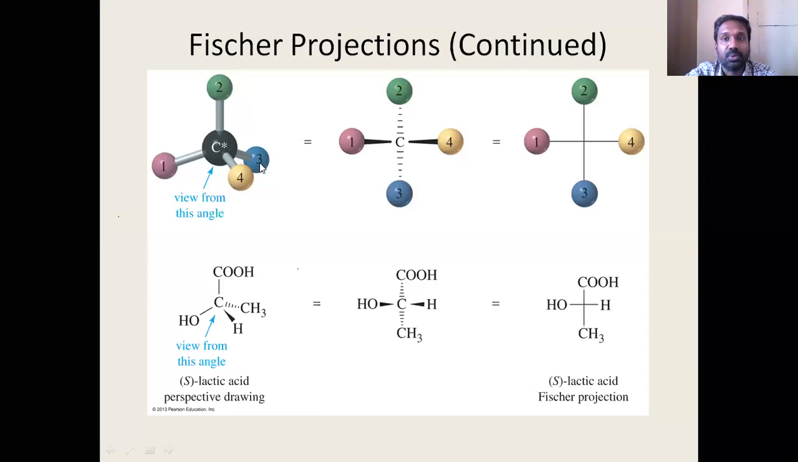Now I told you these projections vary from one to another on what? On simply the angle of viewing, from the orientation point of view. How do we view the molecule?